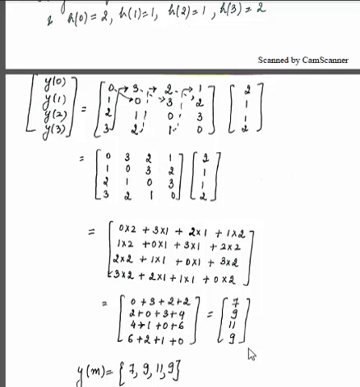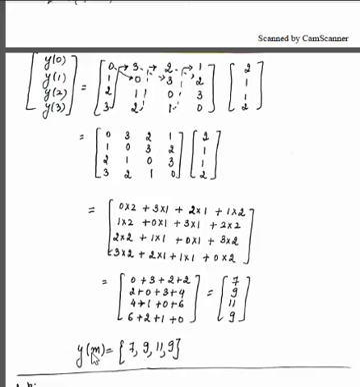So this is a 4 cross 1 matrix, that is 4 rows and 1 column. So the circular convolution using the matrix method is y of m equal to 7, 9, 11, 9. That is the result of circular convolution using the matrix method. You can also verify it by using the graphical method, and the result will be the same.